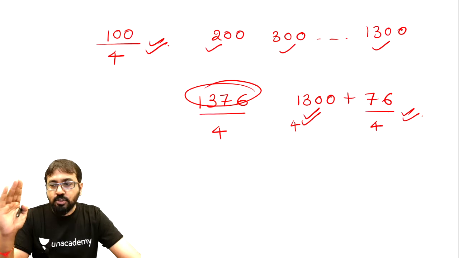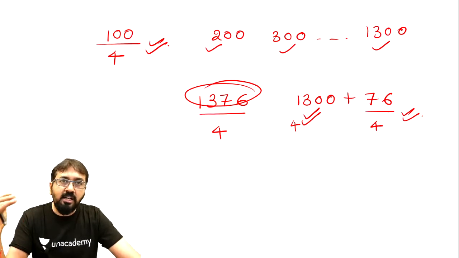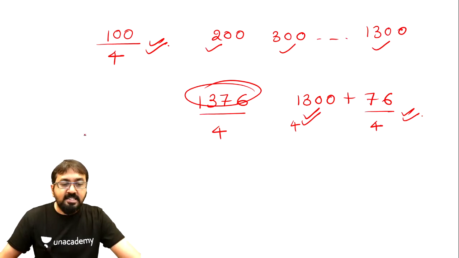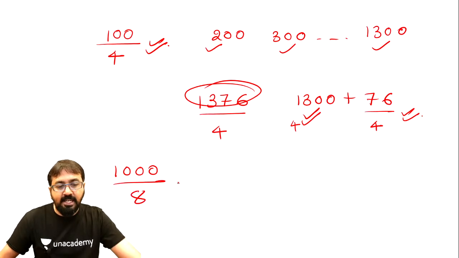So where did the last 2 digits test for 4 come from? Because 100 is divisible by 4. So we need to check only the remaining digits. Correct? Same way, I'm sure you know that 1000 is divisible by 8. 1000 is completely divisible by 8. So any multiple of 1000 is divisible by 8.